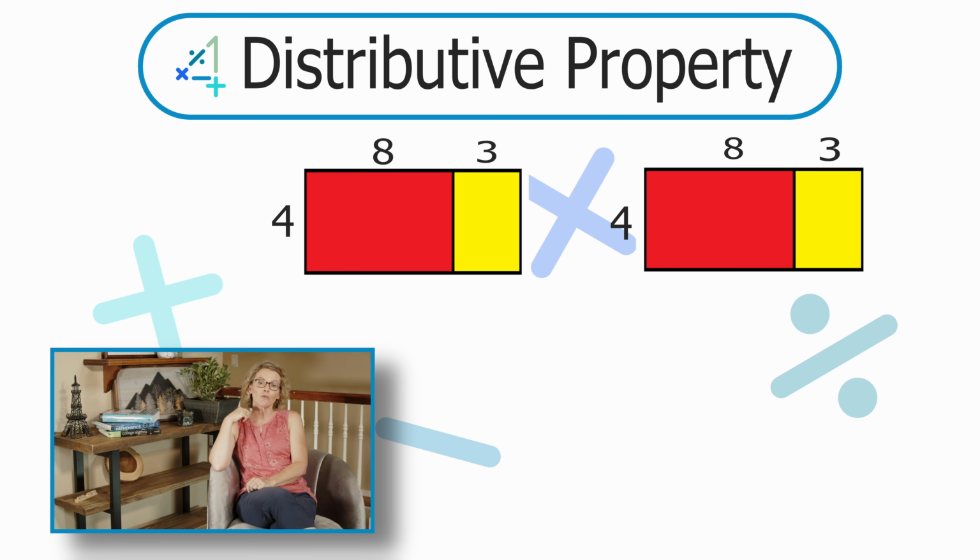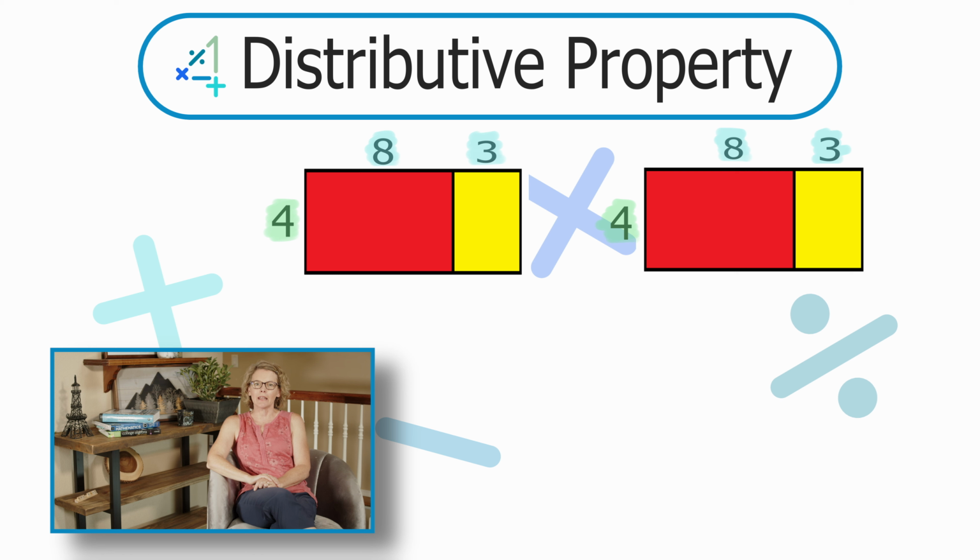Here's a visual with rectangles as to why this is legal. Take a look at this big rectangle that is also split into 2 rectangles. The width or height is 4. And across the length or base is 8 here and 3 for this part. I will find the area 2 ways.